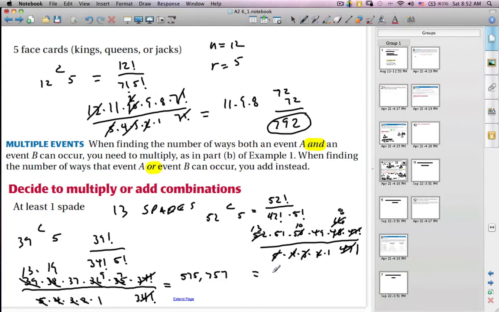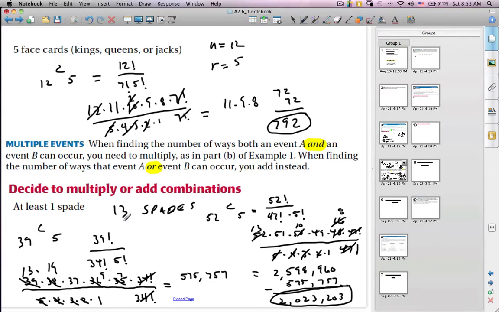And what that equals is 2,598,960. And if I subtract out 575,757, I'll find my answer, which is 2,023,203. And this is the number of hands in a deck of cards that have at least one spade.